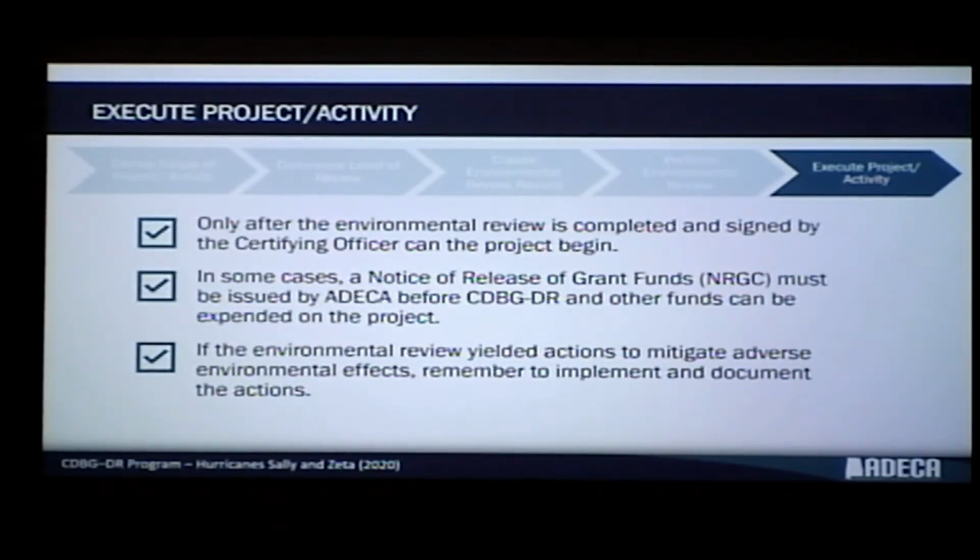So if the environmental review yielded actions to mitigate adverse environmental effects, remember to implement and document those actions. Sometimes you do the environmental review, but you may have some actions to do before you can start work on those projects. Even on the homeowner's side, you may go to a home and do an environmental review, but they may have some stuff that you need to mitigate first before you can actually do work on that homeowner's house.